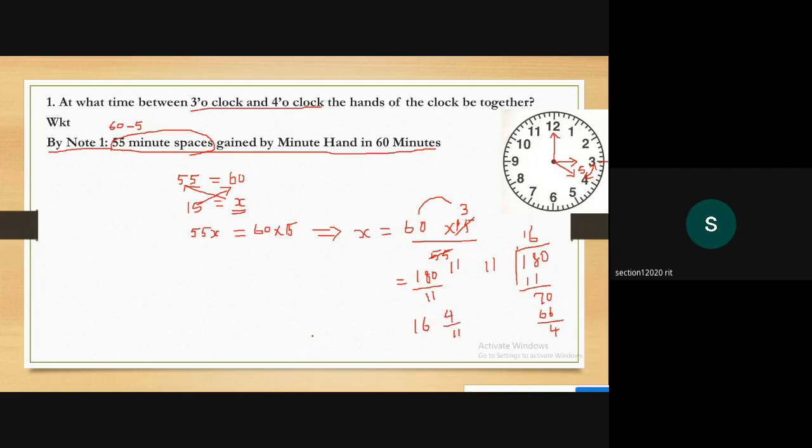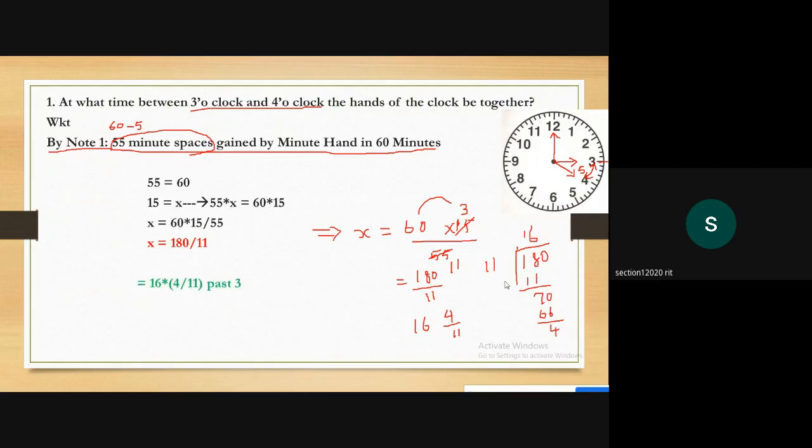So let me cross verify the answer. Yes, as I told you earlier, this is the concept given here. You can see 55 is equal to 60, 15 equal to x. I need to simplify, so I am cross multiplying it. 55 into x is equal to 60 into 15. Simplifying further, 60 into 15 divided by 55, so 180 divided by 11. Then in step number 2, I am trying to convert it into a mixed fraction. Okay, so it is 16 and 4 by 11 past 3.